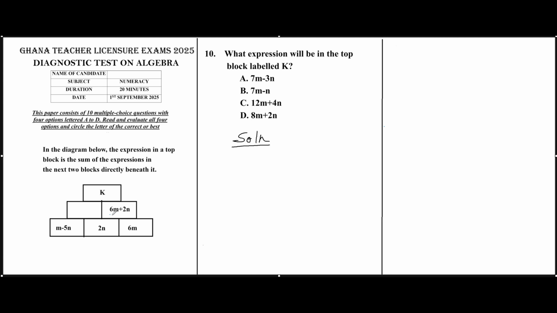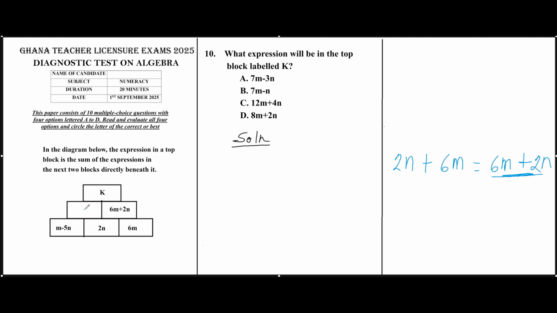So let's say we want to find the expression for this top block. You see that this top block here is sitting on 2 blocks. The first block has the expression 2n, and the second block has the expression 6m. So to get the expression for this top block, we need to add up these 2 expressions. And alphabetically, we know that m comes before n. So 2n plus 6m is also 6m plus 2n. And indeed, that is the expression at the top block.